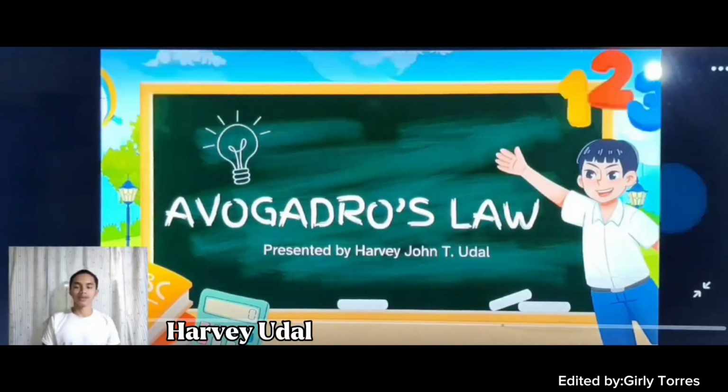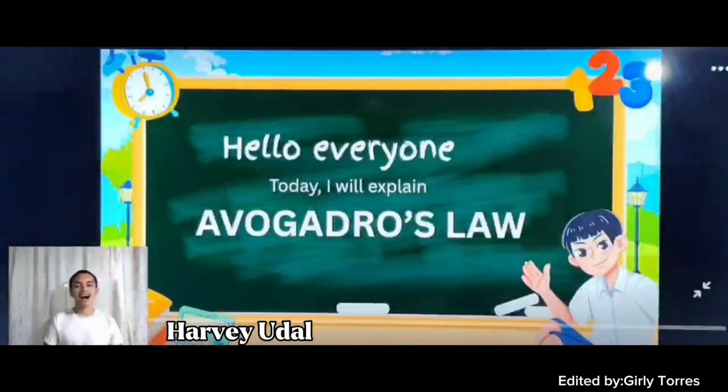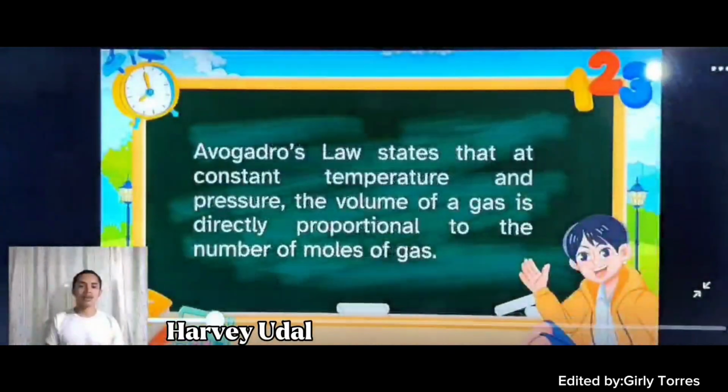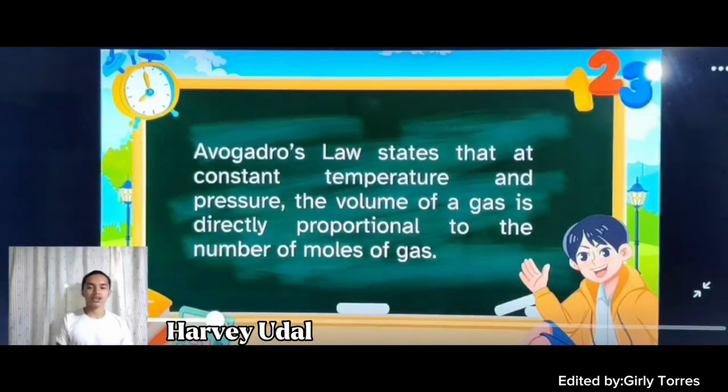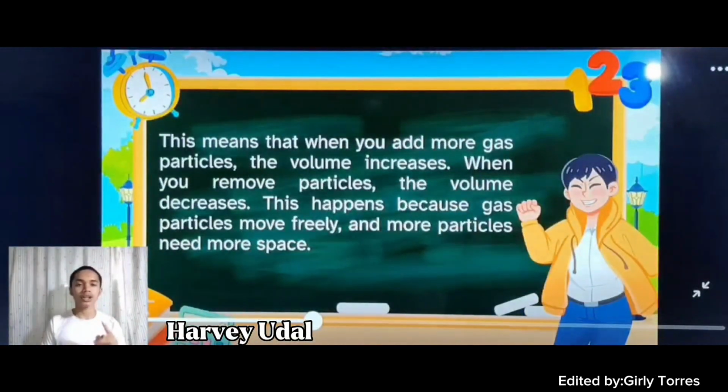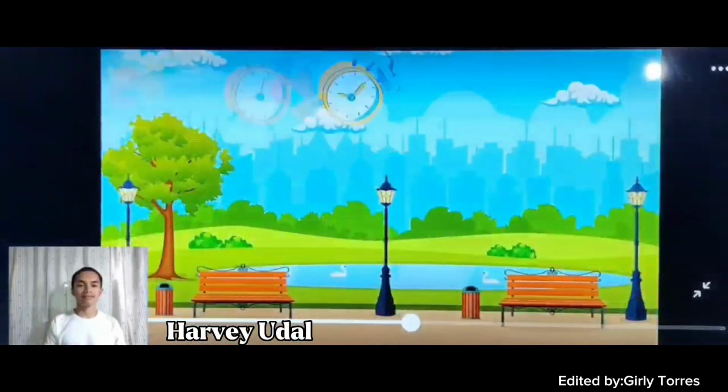Avogadro's law. Hello everyone. Today, I will explain Avogadro's law. Avogadro's law states that at constant temperature and pressure, the volume of a gas is directly proportional to the number of moles of gas. This means that when you add more gas particles, the volume increases. When you remove particles, the volume decreases. This happens because gas particles move freely and more particles need more space.